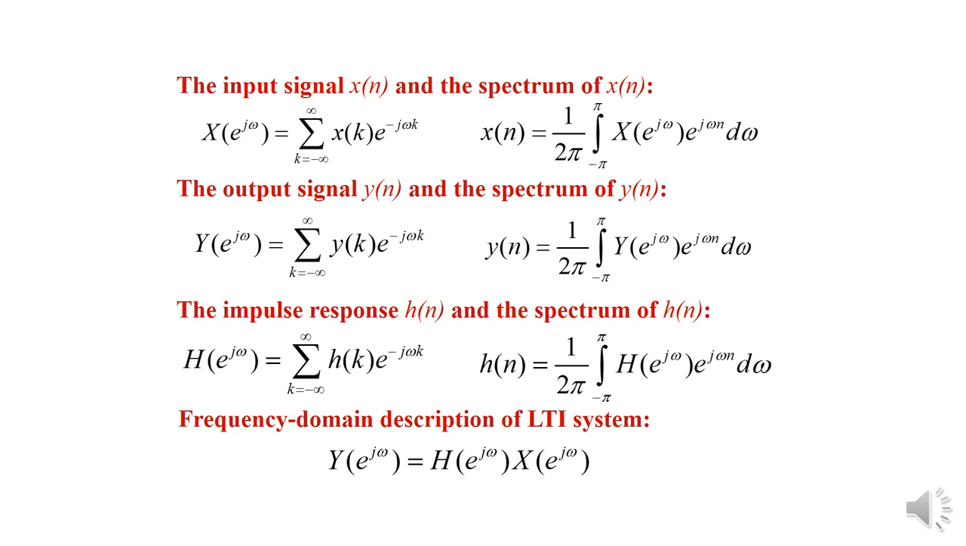So from the time domain we can go to the discrete time Fourier transform, right? When we are taking the inverse, we are coming from the DTFT, or discrete time Fourier transform, to the time domain, okay? So X(e^jω) and x[n] are DTFT pairs. Y(e^jω) and y[n] are DTFT pairs. H(e^jω) and h[n] are DTFT pairs, right?